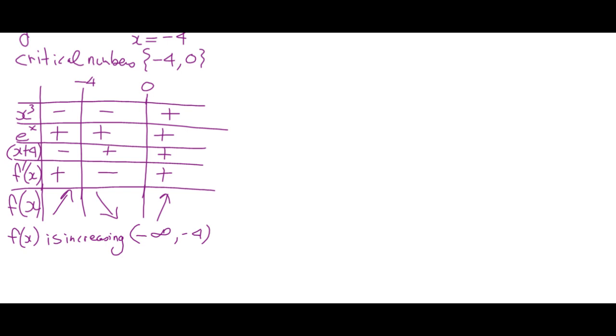And where else? From 0 to infinity. f of x is decreasing from negative 4 to 0. Okay, and we weren't directed to a specific interval, so we really only need to look at f of x at two values, which are 0 and negative 4. Sorry, negative 4 and 0.